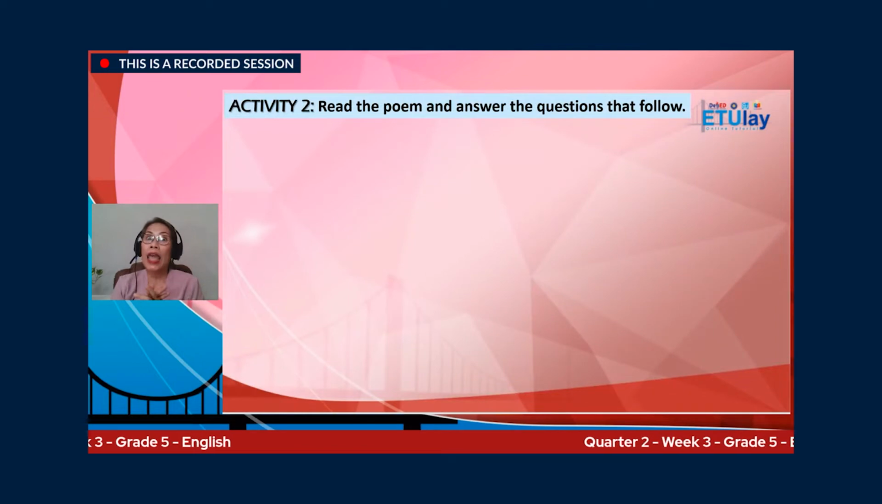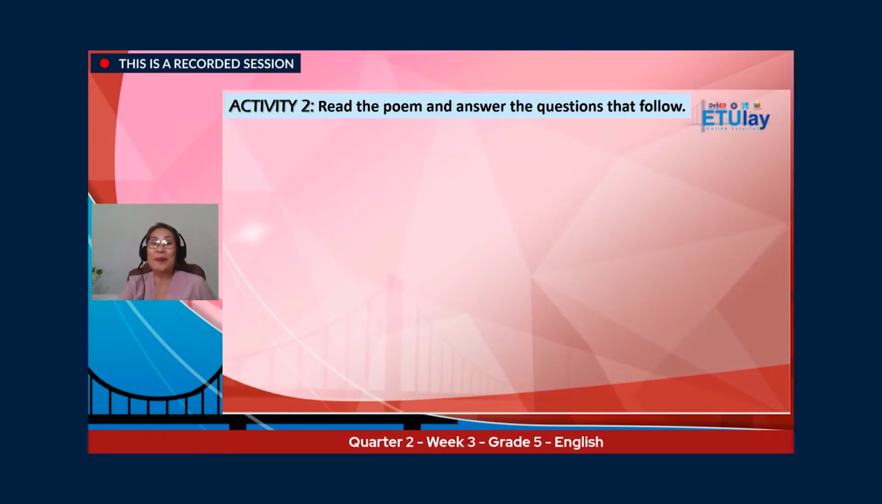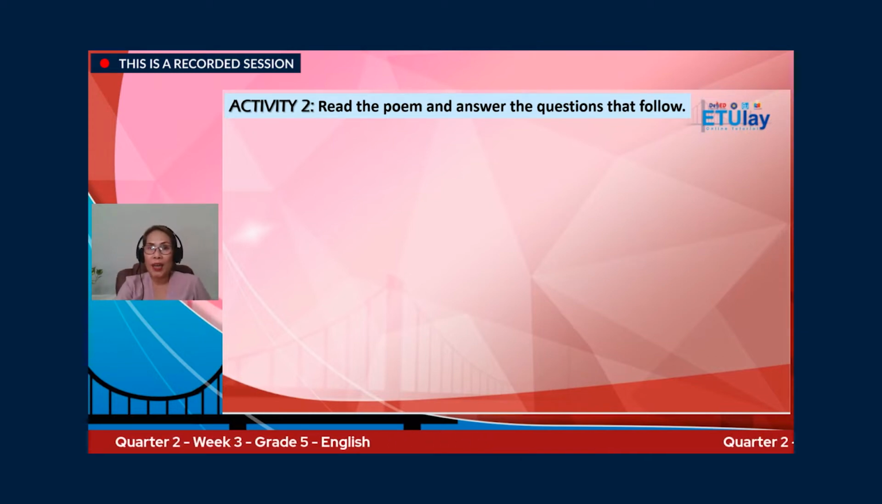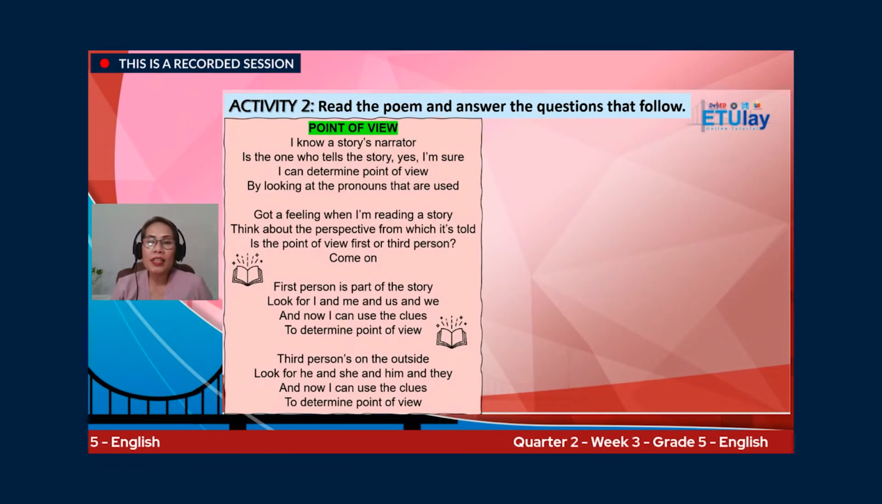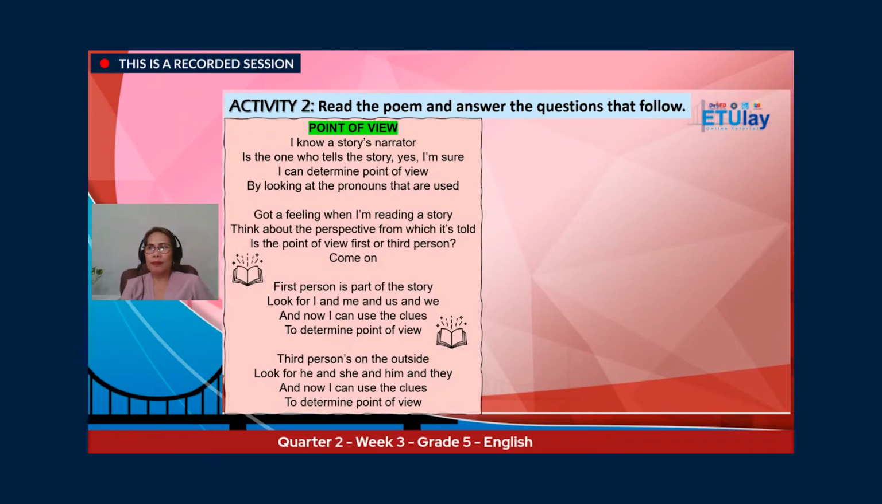All right. Let's have another one. Are you ready? Yes, you are. Now let's have the next activity. What you are going to do is you're going to read the poem and answer the questions that follow. Okay, so let's have the poem. Okay, let's have this one. And the title of the poem is Point of View.